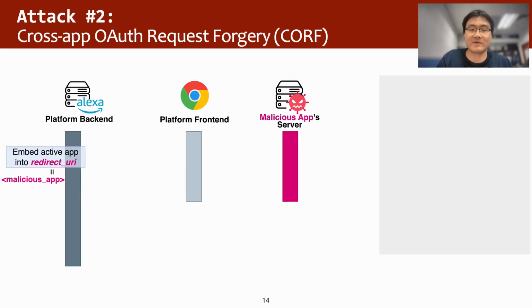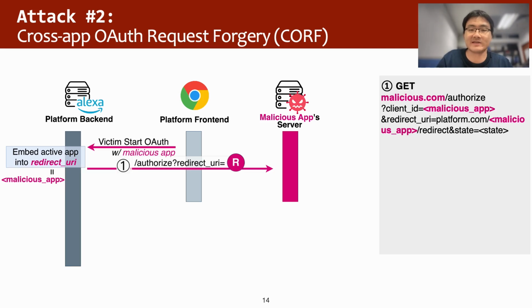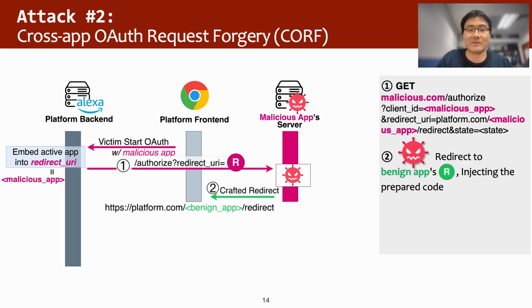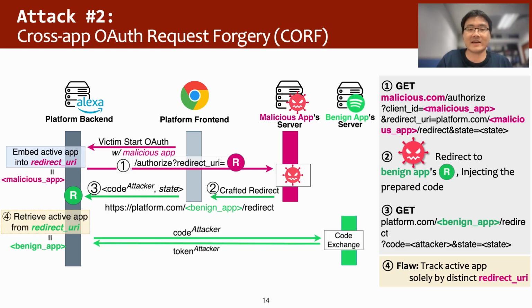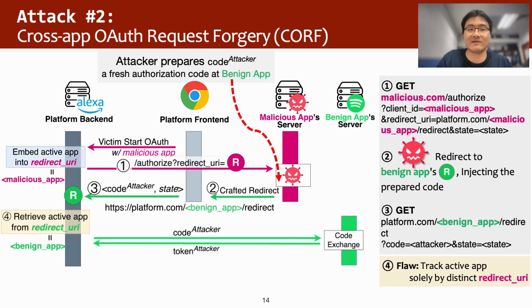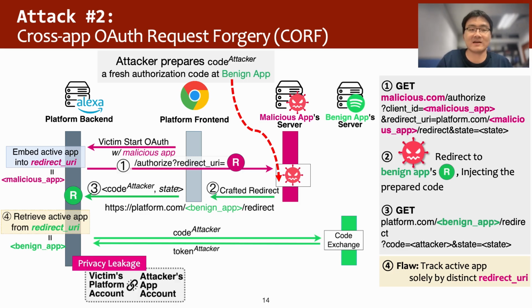The attacker also begins with the victim starting account linking with a malicious app, but because the redirect URI lacks integrity protection, the attacker could change the active app from the malicious app to the benign app. And what's the purpose? It will make the platform later contact the benign app for code exchange. So the attacker could leverage this app context switch and inject a still valid authorization code of his own in. And that's how an attacker injects its own app account to be forcefully linked with the victim.